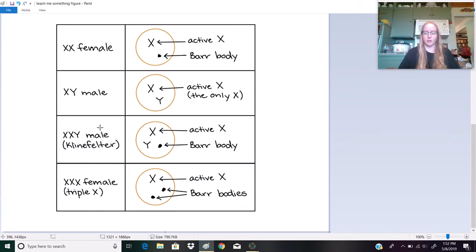Men with Klinefelter syndrome, for instance, have 2 X chromosomes instead of 1, giving them an XXY genotype, and as a result, they have an active X, a Y chromosome, and 1 bar body in each cell, whereas women with triple X syndrome have 3 X chromosomes instead of 2, giving them an XXX genotype instead of XX. But instead of having 2 active X chromosomes and 1 bar body, they have 1 active X chromosome and 2 bar bodies in each cell.